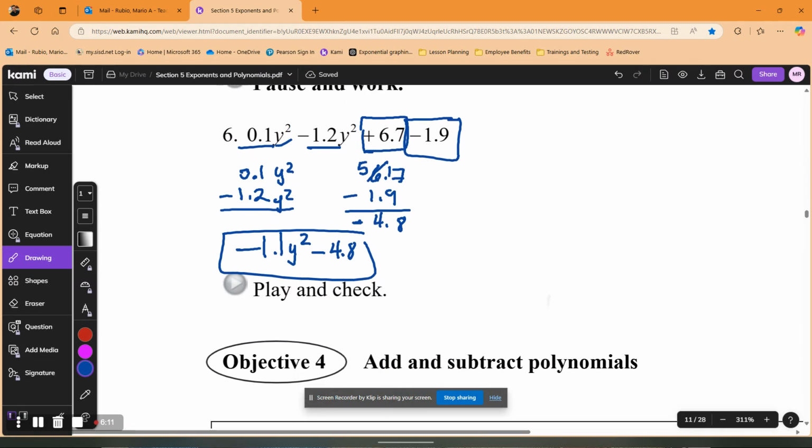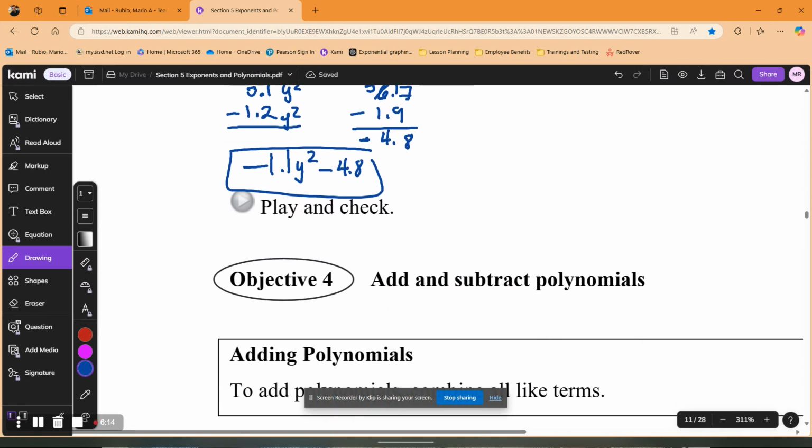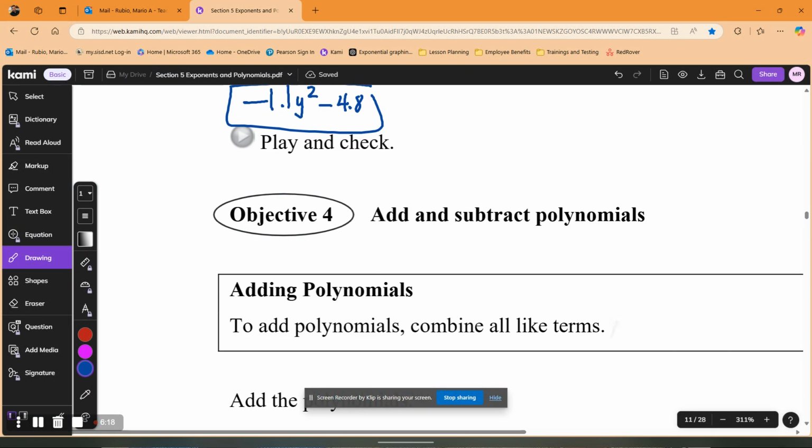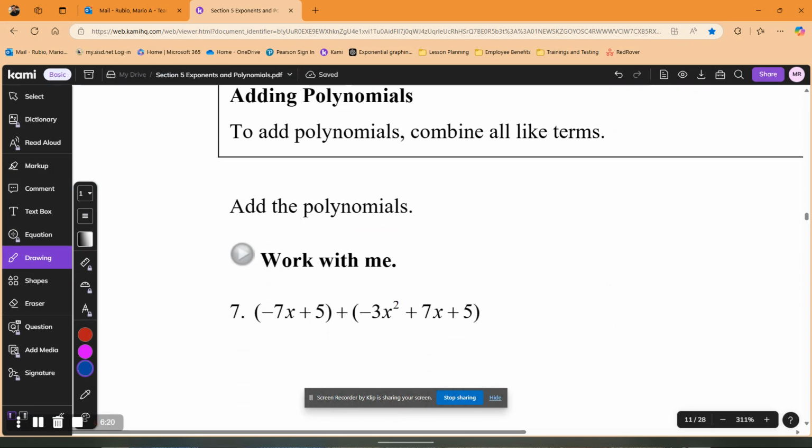Let's look at the last objective. Add and subtract polynomials. This is literally the same as combining like terms. You're adding all the things that look alike, and you can't add them if they don't look alike, but you may have to distribute and do a little bit of work first, okay? Positive and negative is a negative. Positive and a positive is a positive.